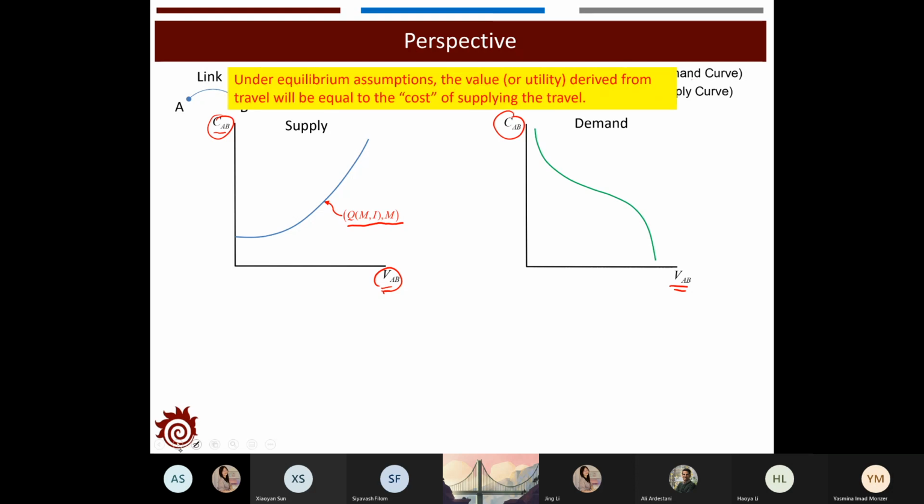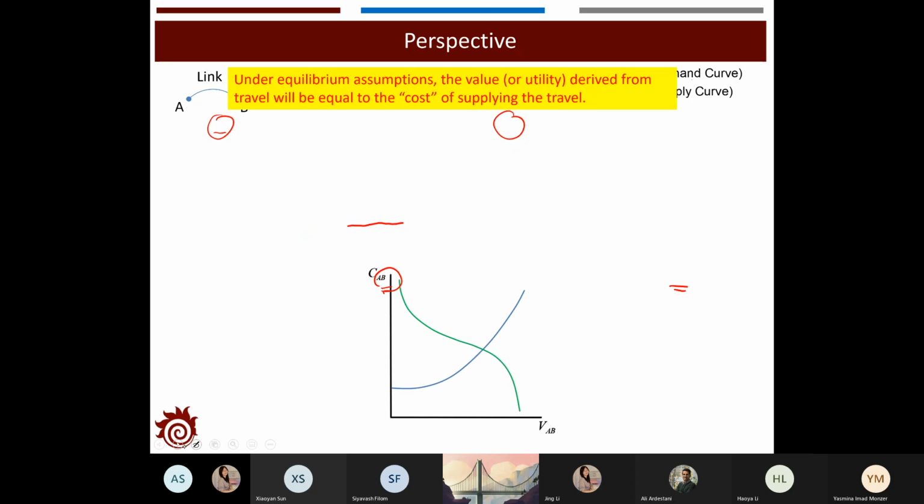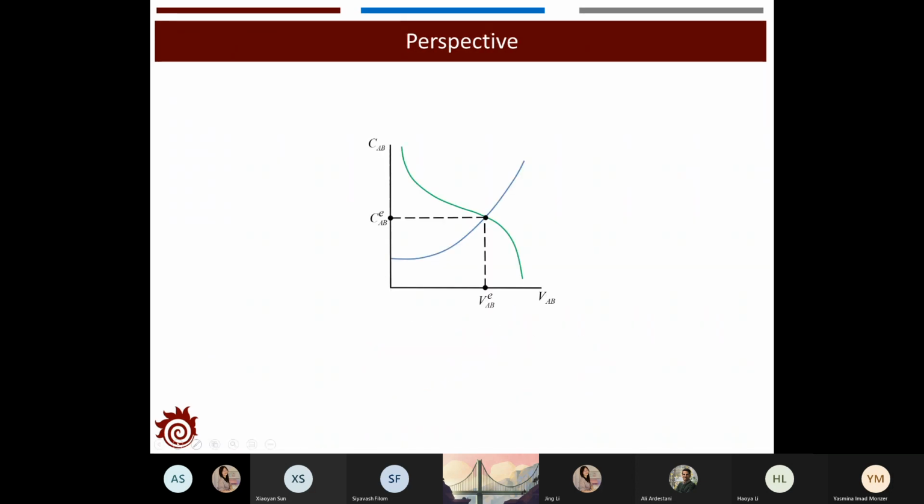If we put them together using the equilibrium, the crossing point is the equilibrium point, where you can get the actual amount of the flow traveling between A and B with the same cost for the supply and demand. And this is just about the typical example.